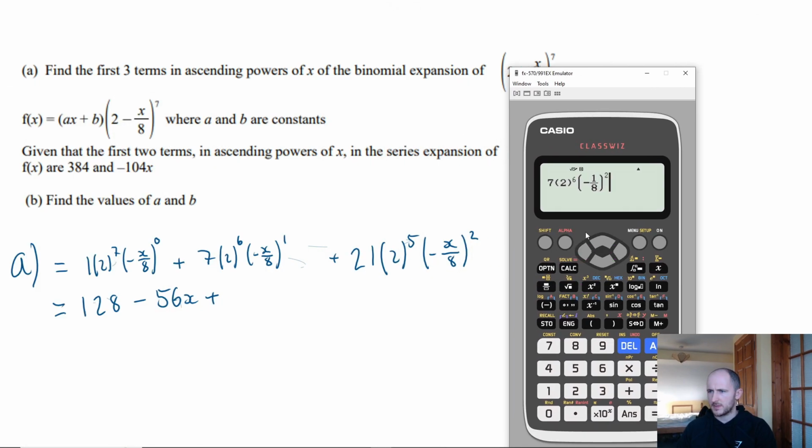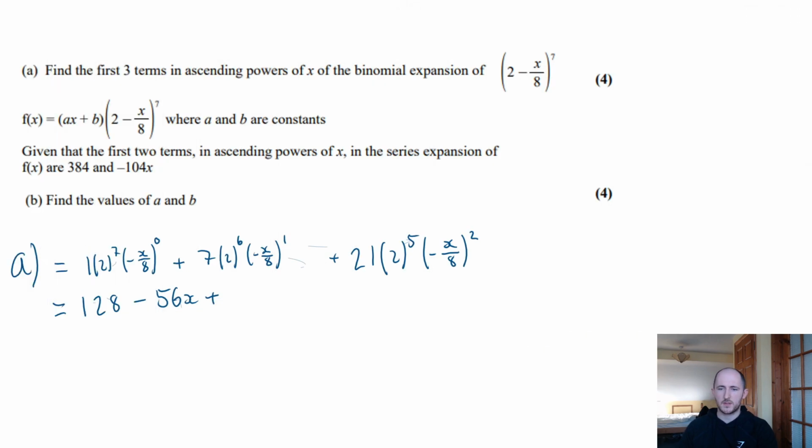And so let's change that to a squared. Let's change the 6 to a 5. And let's change the 7 to a 21. And we get 10.5x squared. Like so. And again, 4 marks. It's all on a calculator.